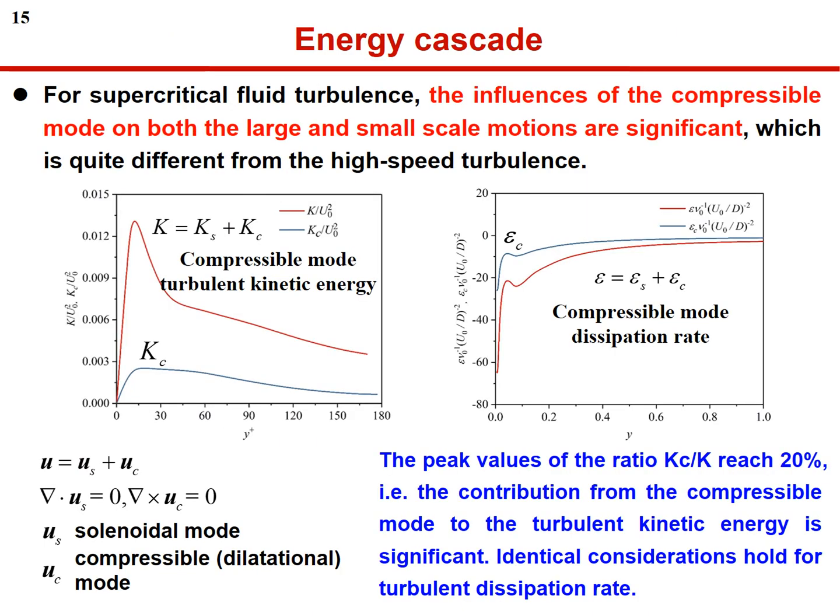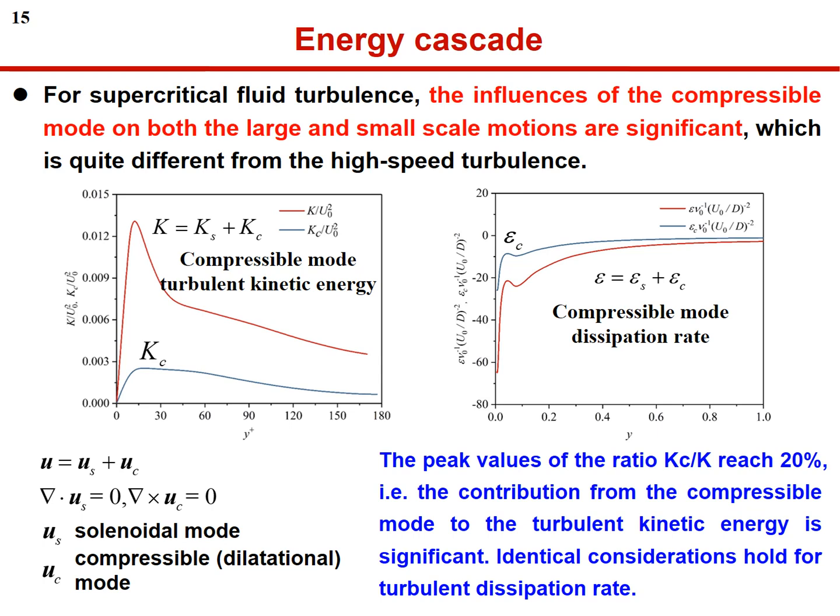Now, we will introduce the compressible effect on energy cascade. Helmholtz decomposition was used to decompose the turbulence into solenoidal mode and compressible mode. We found that the influence of the compressible mode on both the large and the small scale motion is significant. The left figure extracts the scaled turbulent kinetic energy in the pseudo-critical region. The peak value of the ratio of Kc and K reaches 20%. That is to say, the contribution from the compressible mode is significant.